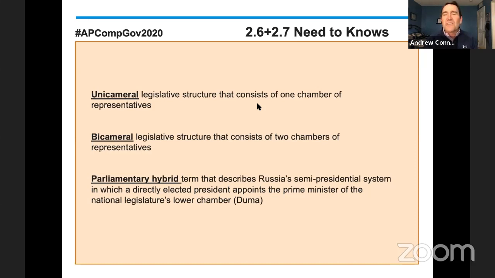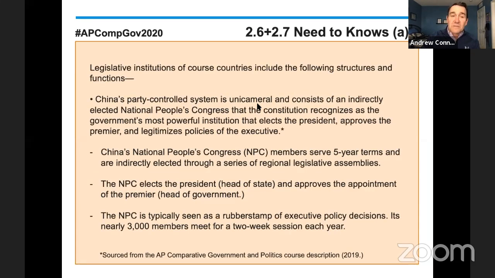Anyway, you should also know the word parliamentary hybrid. I don't know if I use this particularly in my class, but the synonym you might be more familiar with, particularly as it relates to Russia, is that parliamentary hybrid is a synonym for semi-presidential system. This is the Russian governmental system, where you have a directly elected president who is able to appoint the prime minister, and the lower chamber of the legislature has to approve that prime minister. That's sometimes called a parliamentary hybrid as it relates to Russia.